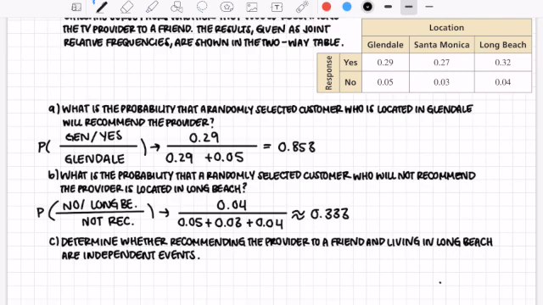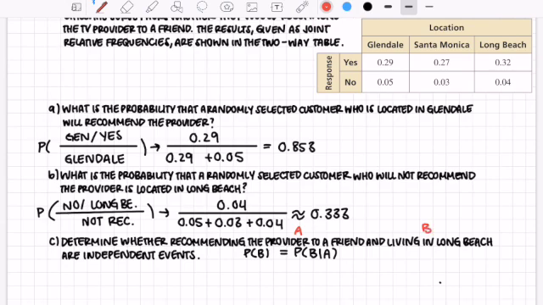Okay, so the third question asks, determine whether recommending the provider to a friend and living in Long Beach are independent events. So if I want to identify if this is an independent event, I am going to be looking at the probability of the second event and see if that equals the probability of event B happening given A. Okay. So if I were to identify the two different events happening here, we would say that recommending the provider to a friend is event A, and then living in Long Beach is event B.